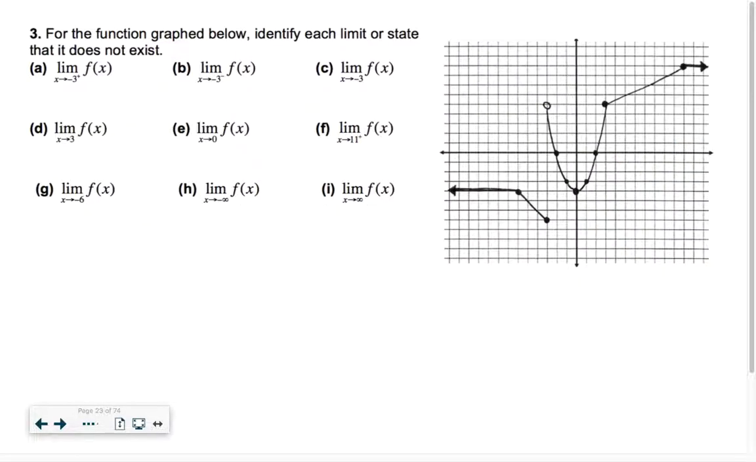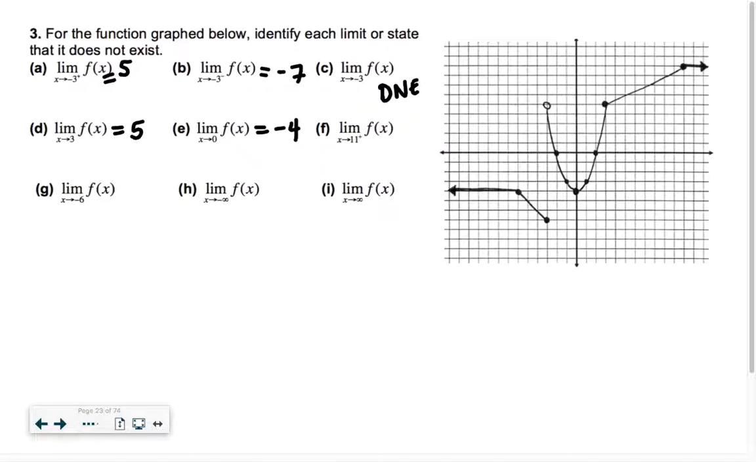All right, super speedily, let's try these. So I have negative 3 from the right. Negative 3 from the right looks like it goes to 1, 2, 3, 4, 5. Negative 3 from the left goes to 1, 2, 3, 4, 5, 6, 7. So negative 7. So negative 3 in general does not exist. 3. What value do I go to when I'm at 3? 5. 0, it looks like negative 4.